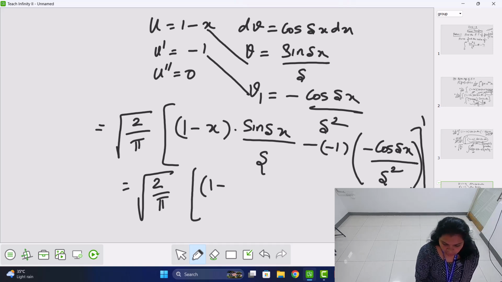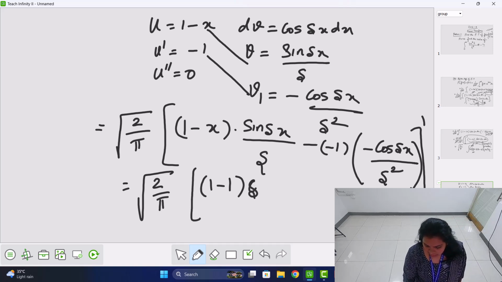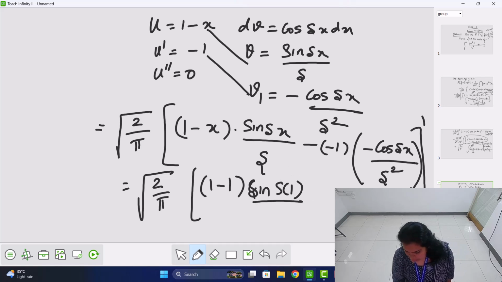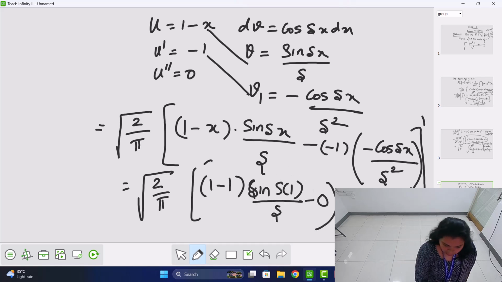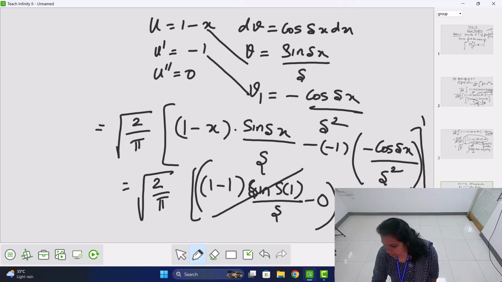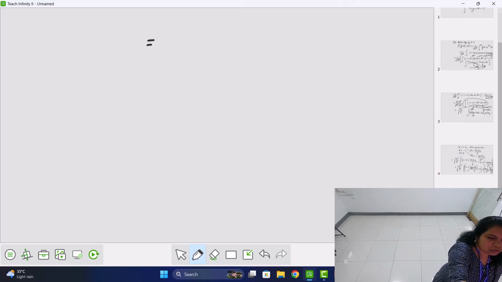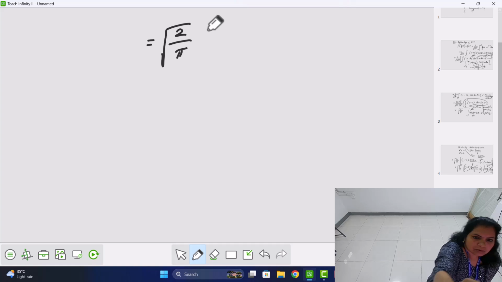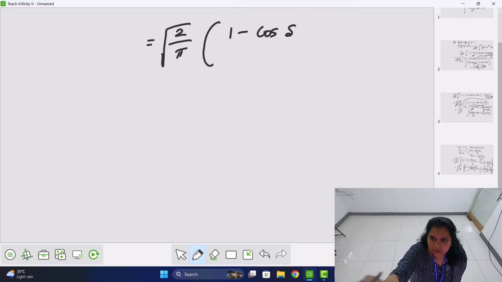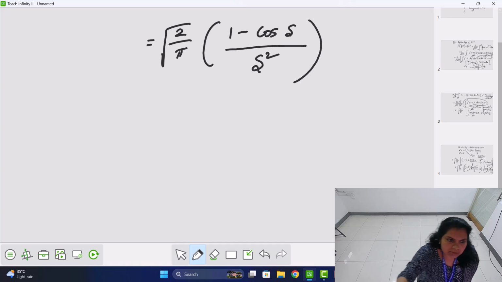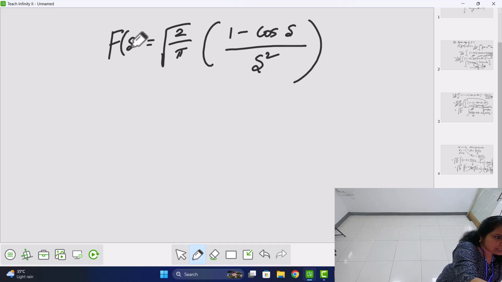So 1 minus 1 times sin s into 1 by s, minus 0, so automatically the whole term vanishes. Here you get minus cos s by s square minus cos 0 by s square. As you know, cos 0 is 1. So what do you get? Root of 2 by pi, 1 minus cos s divided by s square. So this is the value for the Fourier transform. We got it.